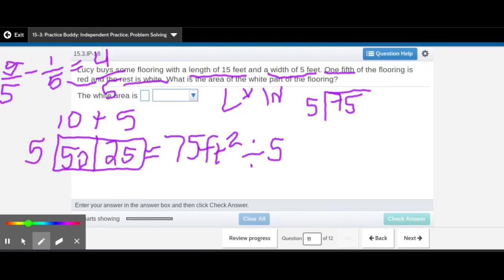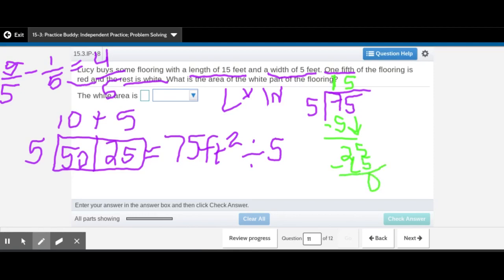How many times does 5 go into 7? 1 time. Subtract out my 5. That gives me 2. Bring down my 5 here. 5 goes into 25 5 times. Subtract it out. I get 0. So now I'm dealing with 15 up here, right? So now my answer is 15.